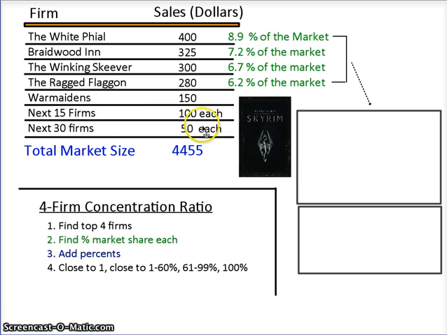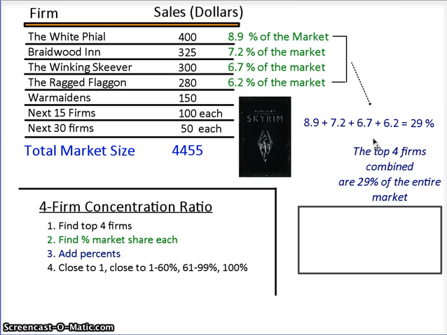Okay, so the next thing we want to do is take these four percentages and add them together. Even I can do that math. 8.9 plus 7.2 plus 6.7 plus 6.2 equals 29%. Therefore, we know that the top four firms possess 29% of the market.